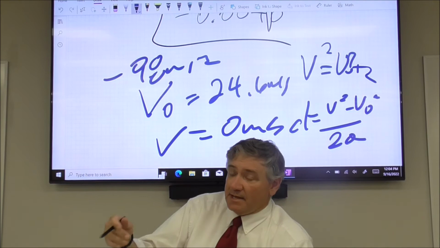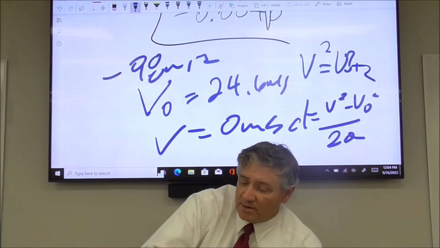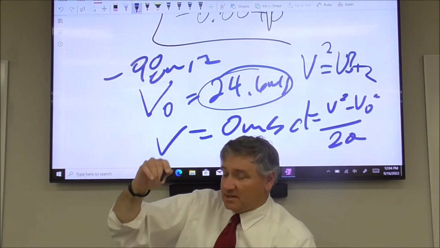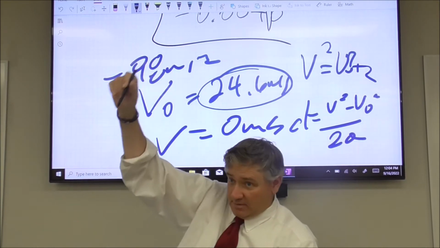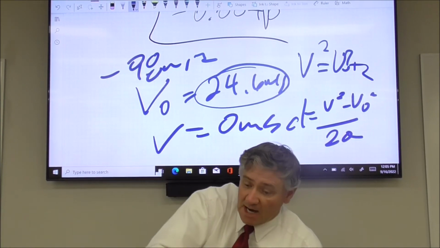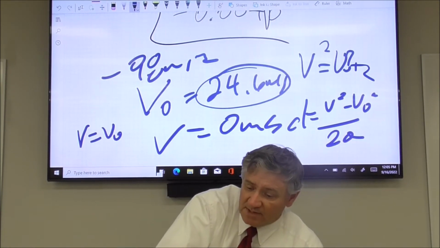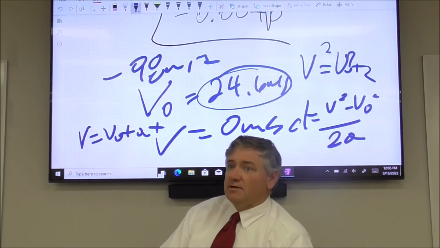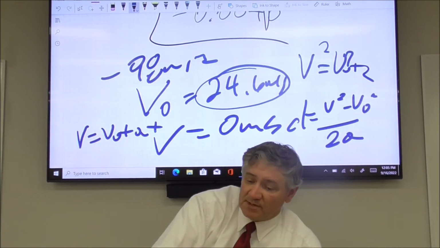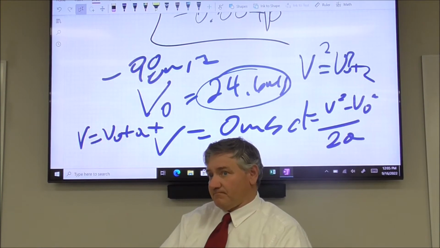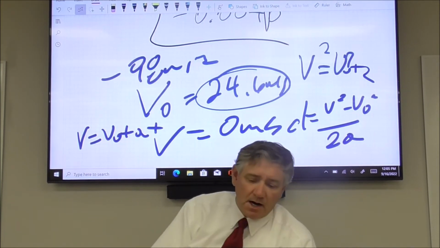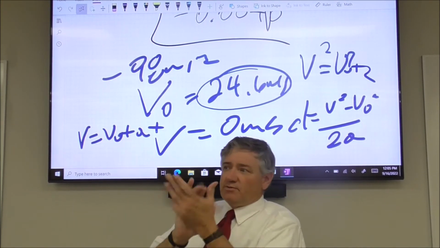Then to get the time, here's the kicker. You're going to go from 24.6 meters per second to 0. And then to get your time, you can use V equals V naught plus AT. So use that equation and then use that first equation. Okay? All right.